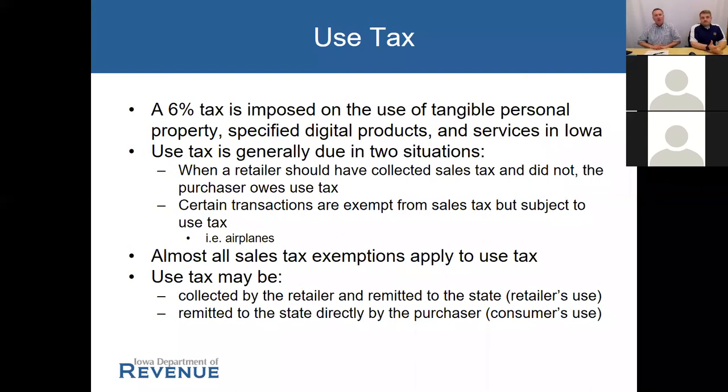Let's say, for example, that you got online and you purchased something. That's very common today. And maybe you purchased from a retail business online that does not meet the economic nexus threshold. So they don't have to collect any Iowa tax. Then it again falls on you, the purchaser. You've got to remit the consumer's use tax directly to the department.